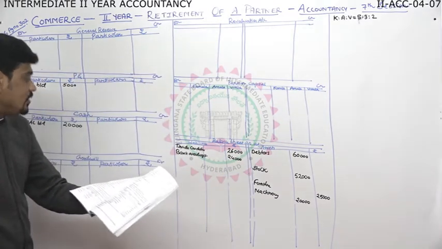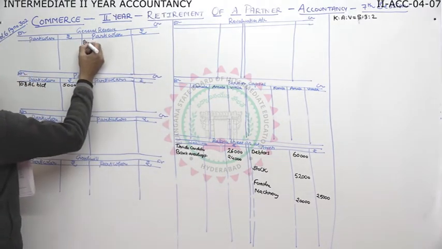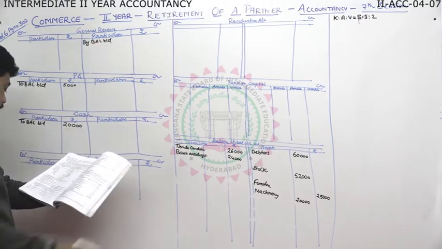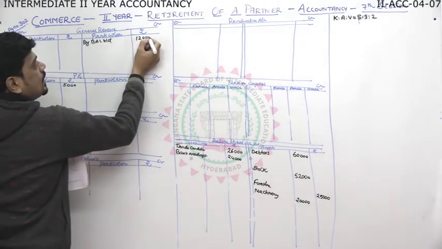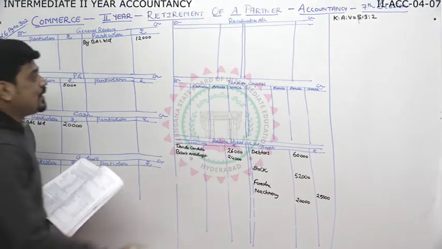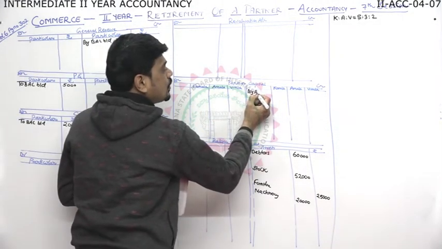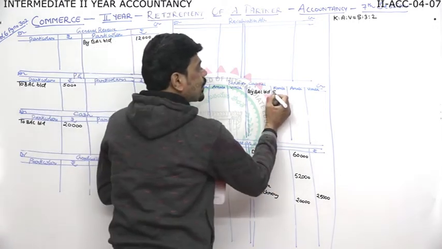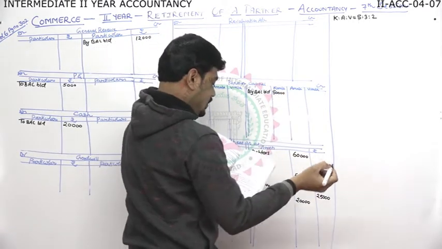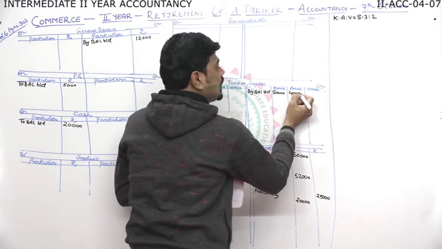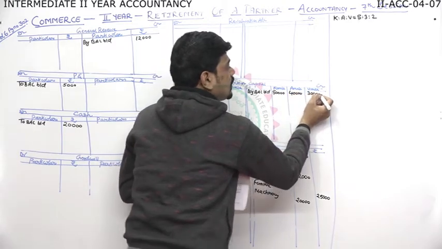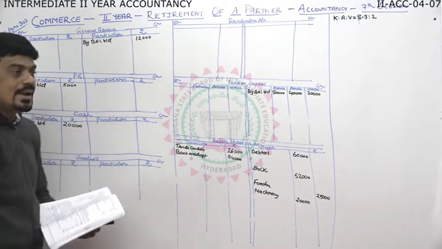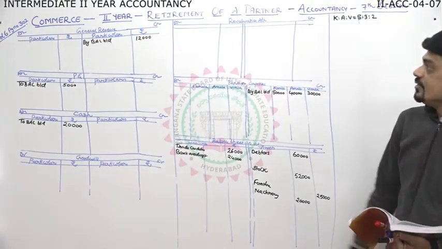24,000. Then general reserve. Accumulated profit. So by balance brought down 12,000. Then capitals. So capital account, credit side, by balance brought down. Kamala 50,000. Amala 40,000. Vimla 30,000. She is going to retire. We'll keep in mind. So postings are done. You can see the postings.